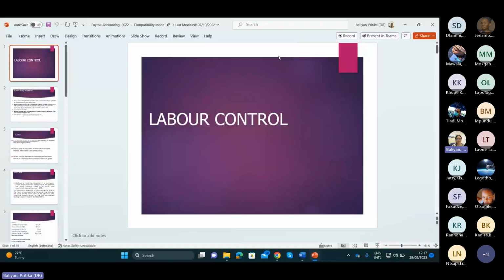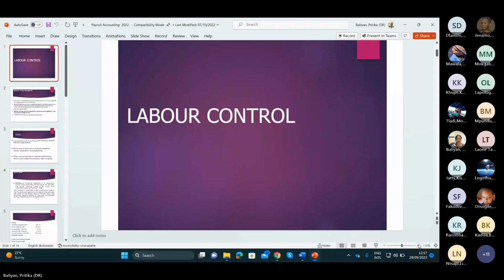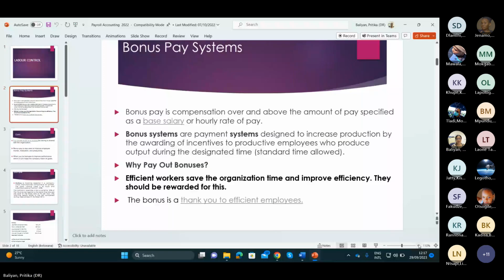Are you all able to see this slide? Labor control. Are you able to see this slide? Yes, ma'am. Okay. Please, can you read this slide first? Then I will explain. Everybody, please read this slide.